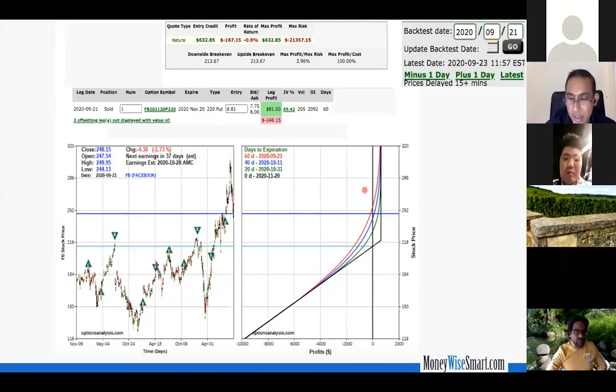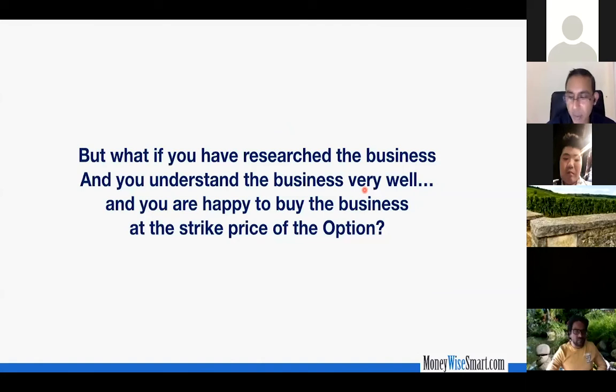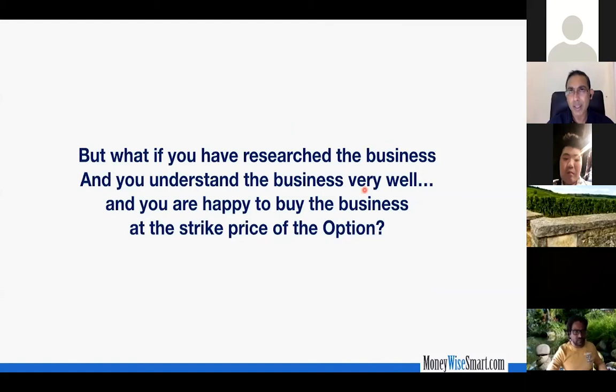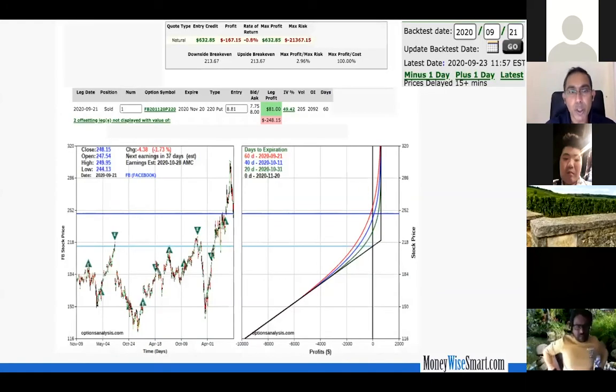So that's the reason I'm actually happy to take this obligation. Because for me, this obligation means that if Facebook stock price actually comes down below 220, only then the buyer of the option will exercise the option, right? And only then I will be forced to buy Facebook at 220. Which is a good outcome for me because I wanted to buy Facebook at 220 anyway. And now I can't because the share price is higher than 220.